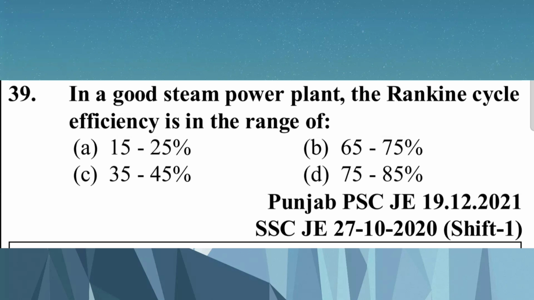Question number 39. In a good steam power plant, the Rankine cycle efficiency is in the range of. Repeated question, okay? Note it. A. 15 to 25%. B. 65 to 75%. C. 35 to 45%. D. 75 to 85%. C. 35 to 45%.